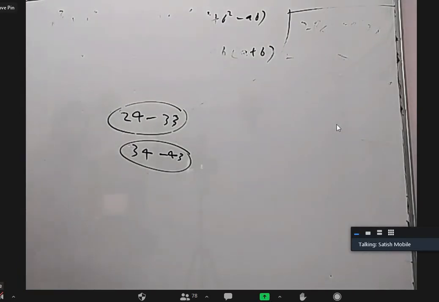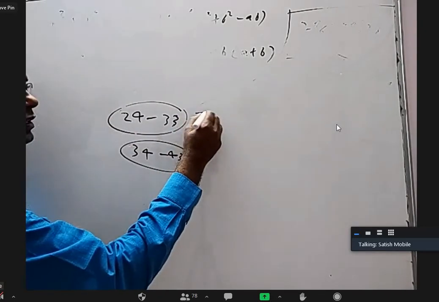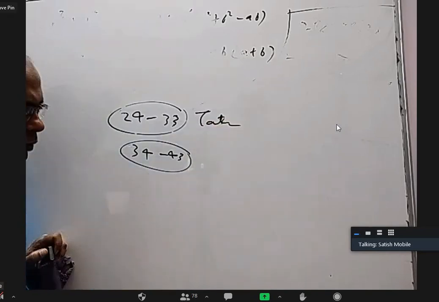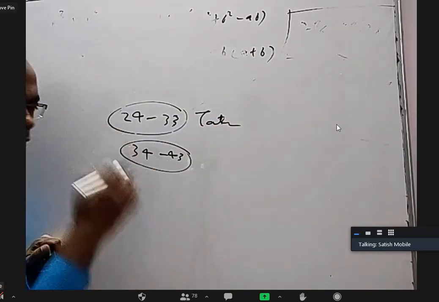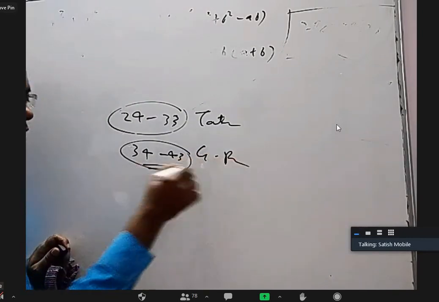Okay. So 24 to 33, these solutions Tatvika will send in the homework group. 34 to 43, today you try without looking at the solutions. But G Bharat will send solutions for this.